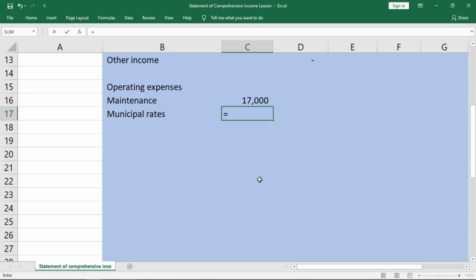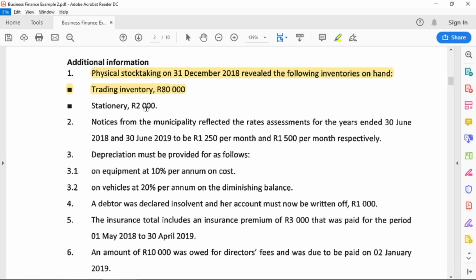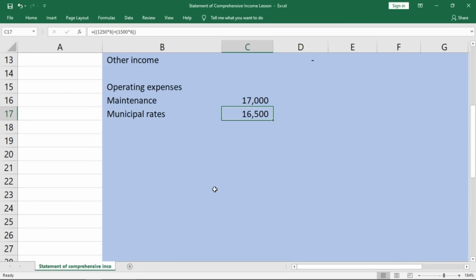I'm using an Excel formula here, but you can just punch it in your calculator. It's 1,250 times 6. That's for the first 6 months, because the rate started from the 1st of July last year, but we're only concerned about this first 6 months. And then we add that to 1,500, which is for the next 6 months, times 6 months, and we get an answer of 16,500 Rand. So that means our municipal rate is supposed to be 16,500 Rand.